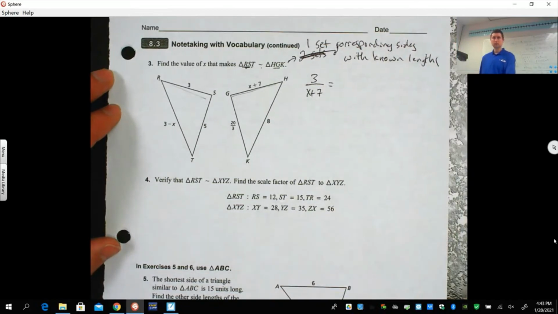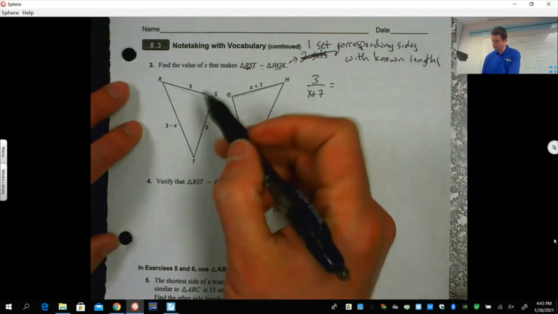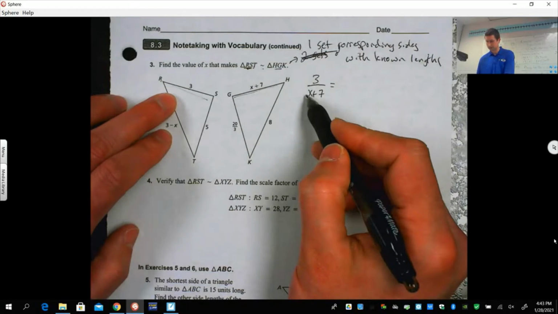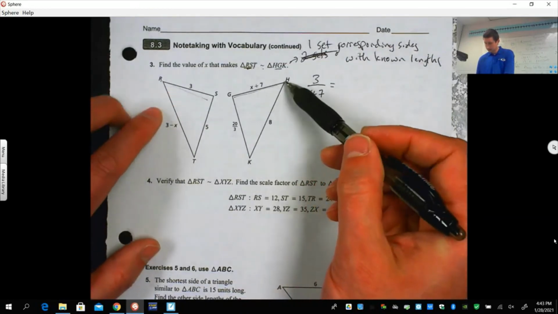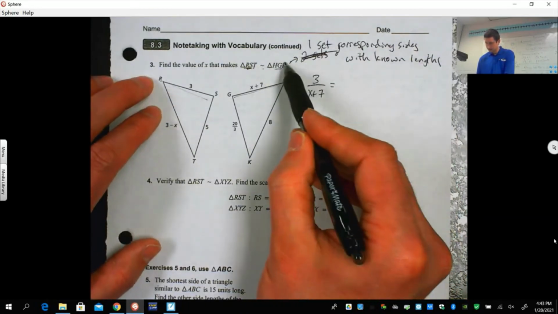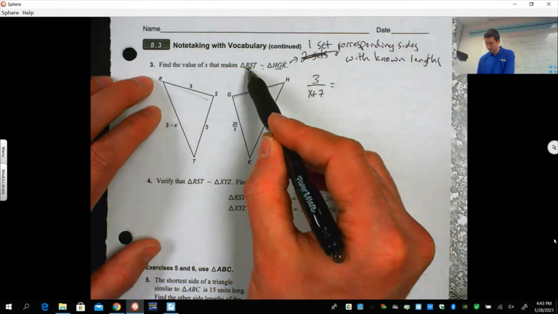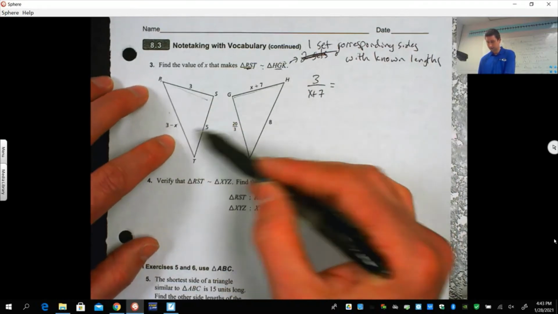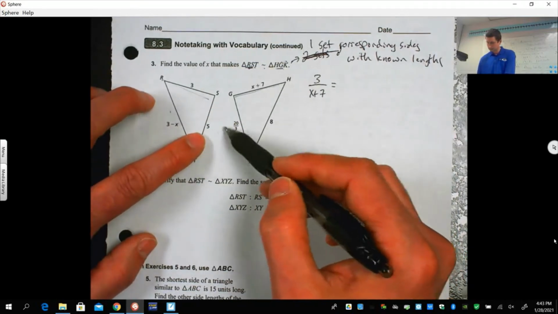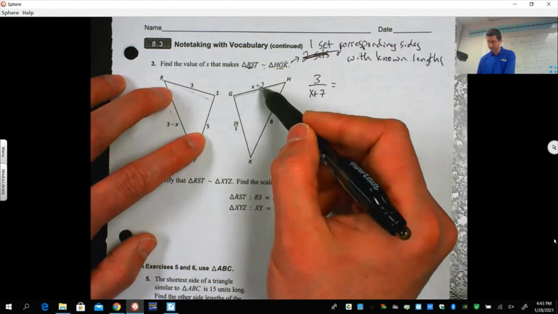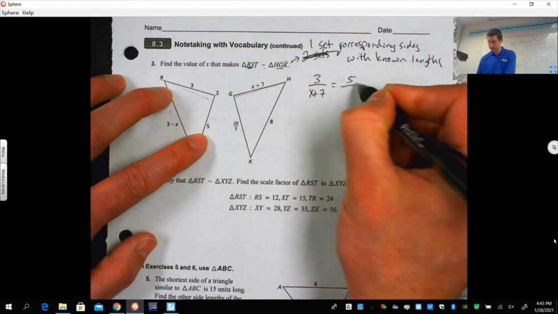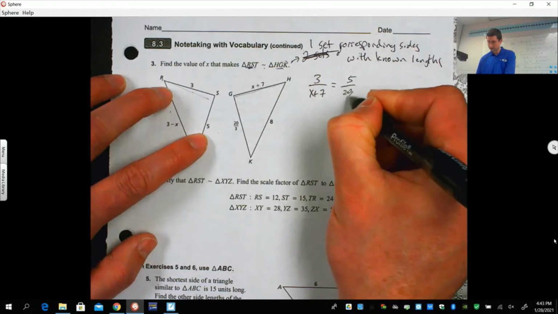We need one set of corresponding sides with known lengths. So 3 over x plus 7, there's something that's unknown right there. So 8, HK, first and last goes to RT. There's another variable, so let's look at this one right here. So if I go 3 over x plus 7, that has to equal 5 over 20/3.